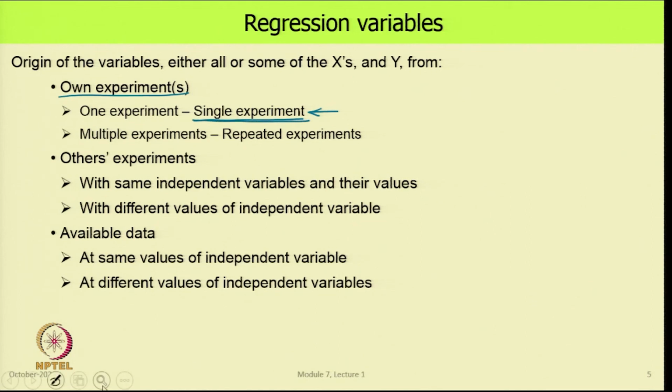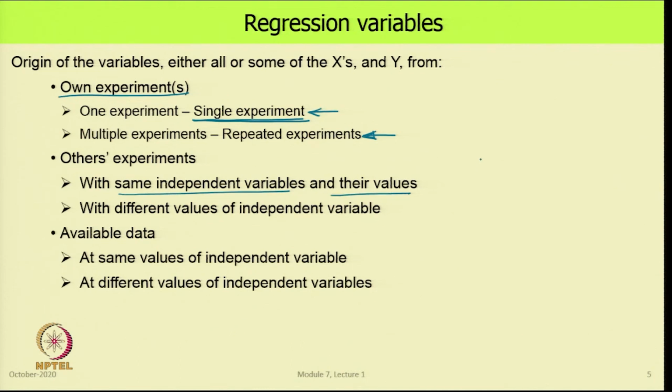We also saw a technique where we said there are multiple experiments, repeated experiments. So, our own experiment could have also generated data from this. So, that is also okay. Now, there could be situations where we have maybe some of our own experiments and some data from others' experiments. So, if others have done an experiment with the same independent variables and the same values.